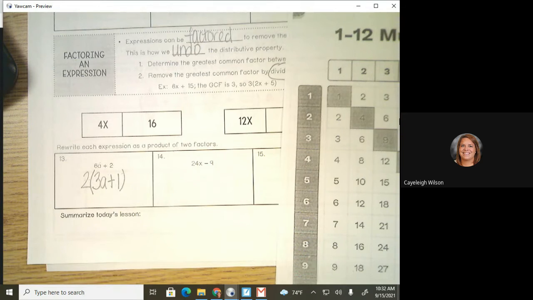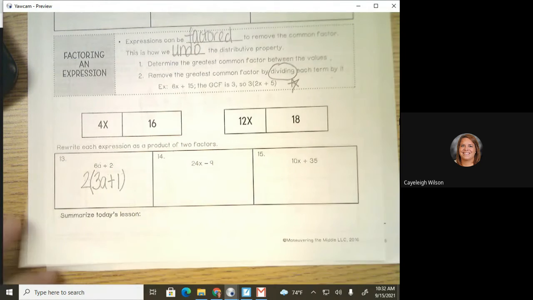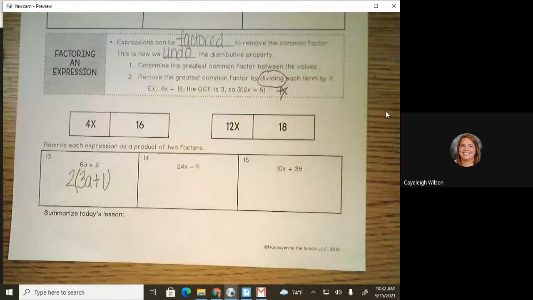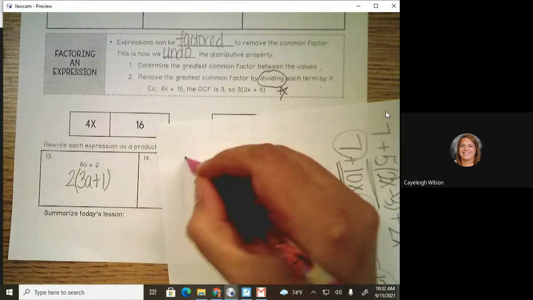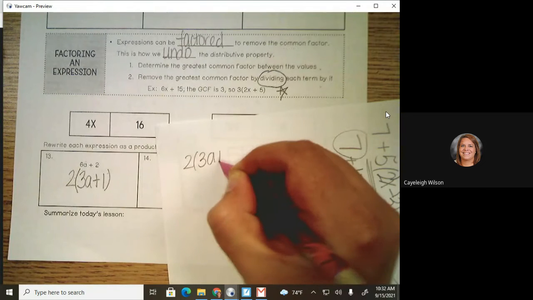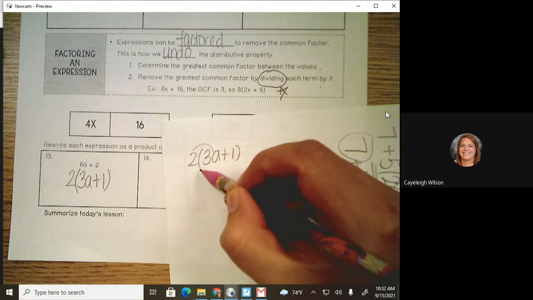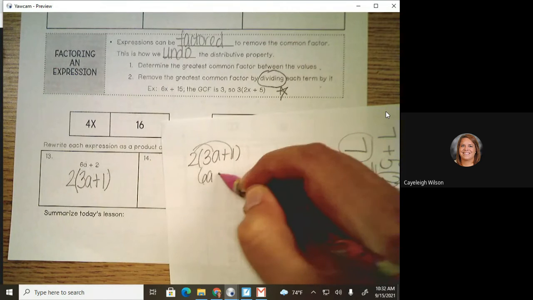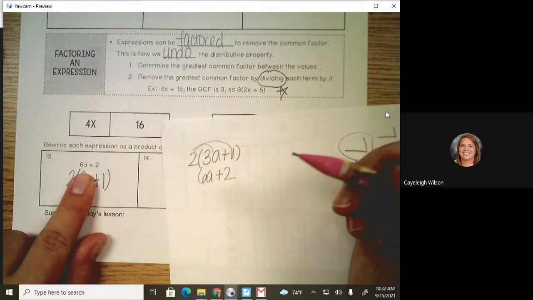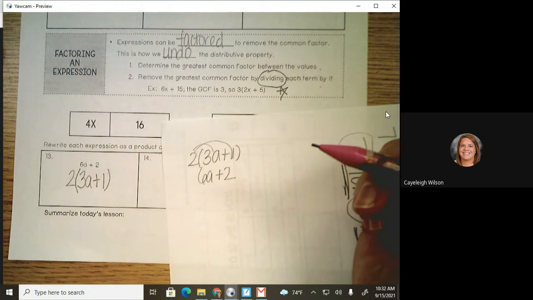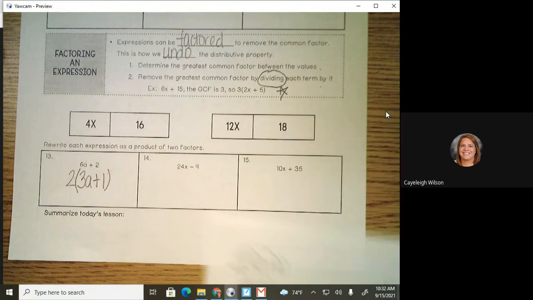Okay, and you can check these. Let's say that you're on this problem and you think, I really don't think that's looking right. Here's what you can do. Take another piece of paper, write the problem again, and distribute it. So 2 times 3a is 6a, and 2 times 1 is 2. Hey, it is right. That is rewriting it as the product, checked with the distributive property.